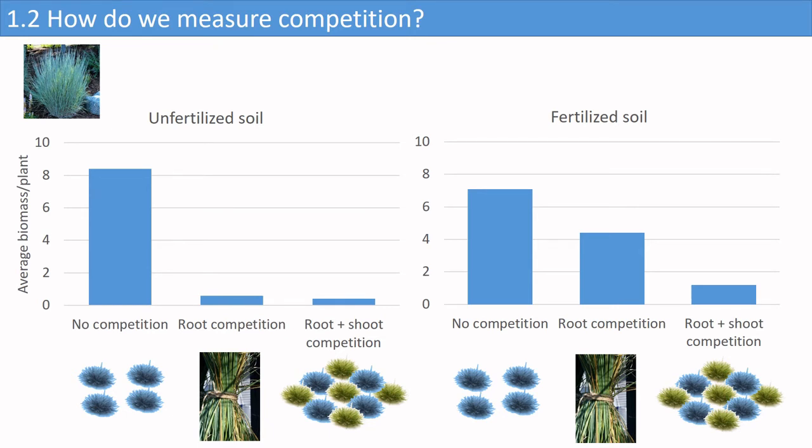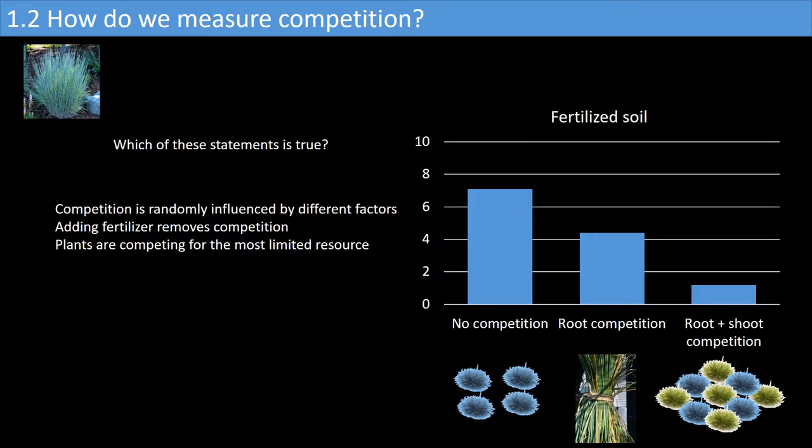So what happens here? Which of these statements is true? Is competition just randomly influenced by different factors? Like if you add fertilizer, it will change the results of the experiment, but we don't know how. Does adding fertilizer remove competition? Or do plants compete for the most limited resource? Plants are competing for the most limited resource. I definitely agree with that one.